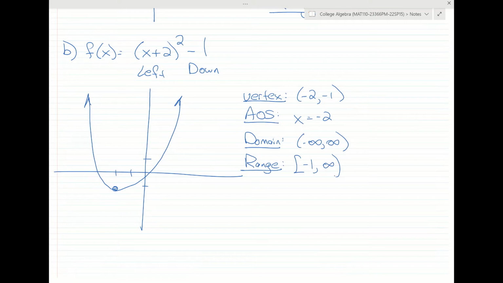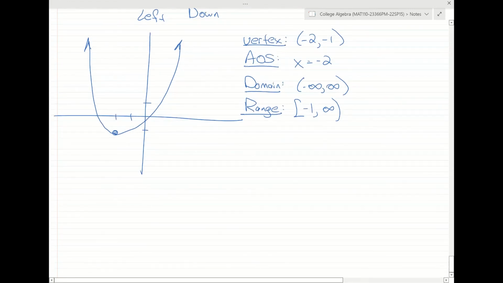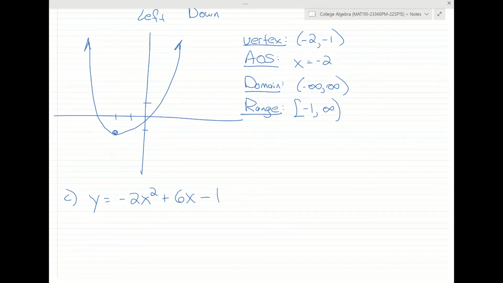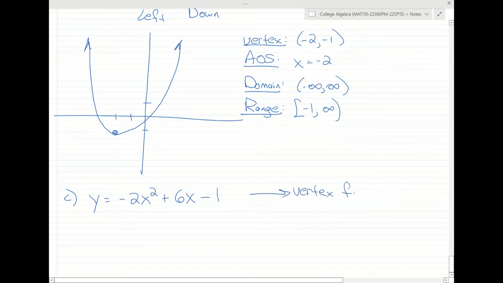The only way I can make it harder, the absolute hardest one of these problems, would look something like this. If I said y is equal to -2x squared plus 6x minus 1, that's in standard form. Remember what we talked about in the notes. We have to get this into vertex form. The way that we do this is we complete the square. We talked about this at our last class.